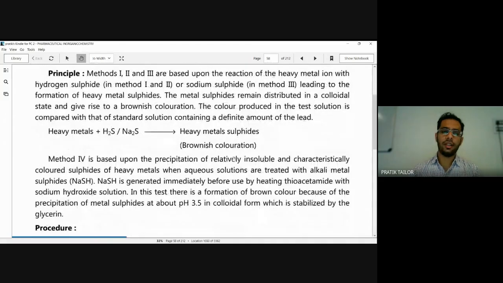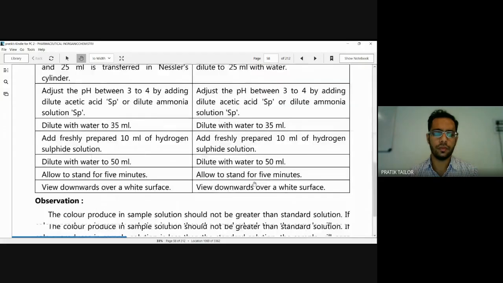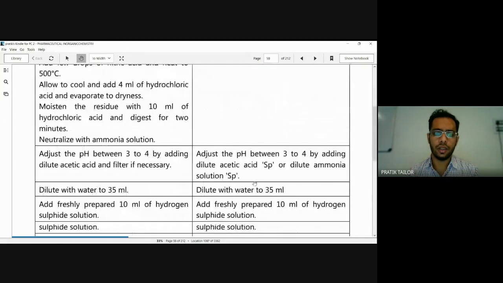Then heavy metals. This is a common reaction: metals have a tendency to react with sulfide and form a metal sulfide. You can use either H2S or sodium sulfide. This metal sulfide will have a little brownish coloration. So there will be color as well as haziness in the solution, like turbidity. This is the common procedure we can use for the metal.